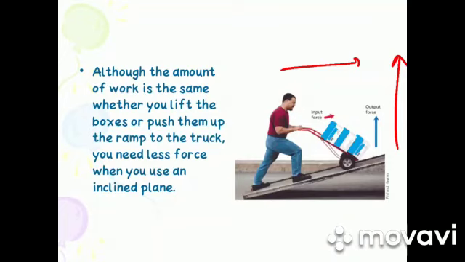If a shorter board is used, it means the angle of slope is steeper, more force is needed, but the distance over which it is used is less. So we can say that it is easier to push a heavy box up a slope or inclined plane than it is to lift it straight up. The load is moved further, but less effort is needed to move it.